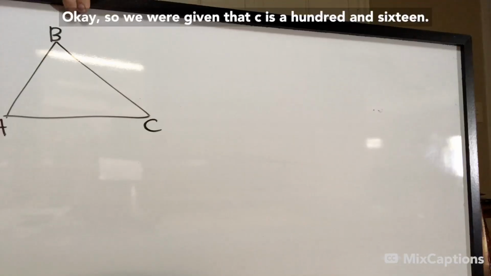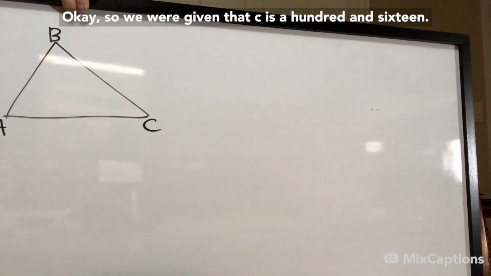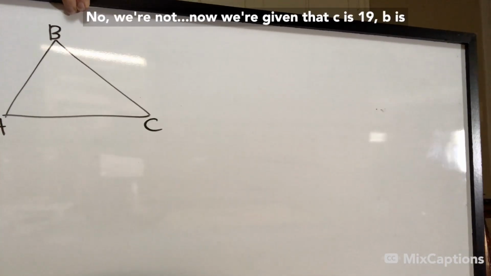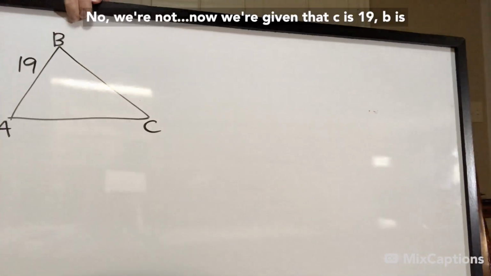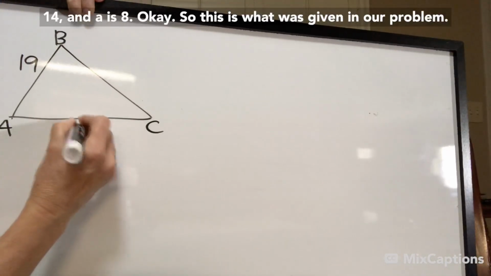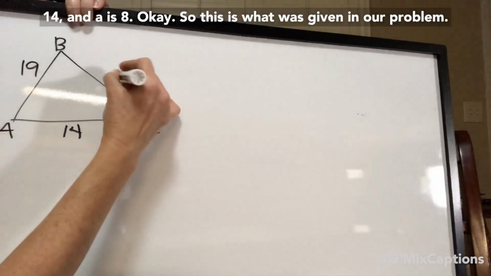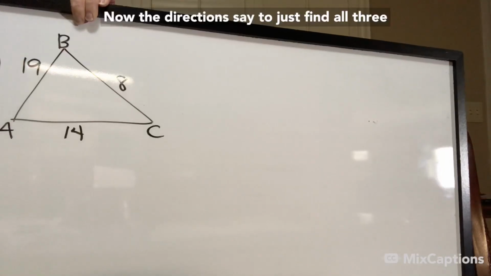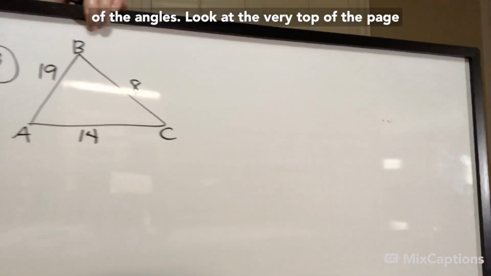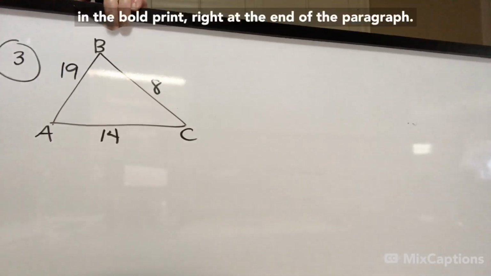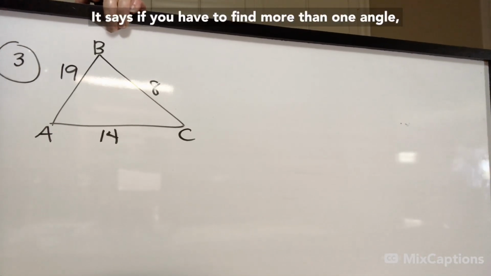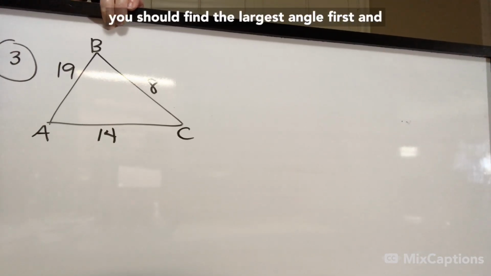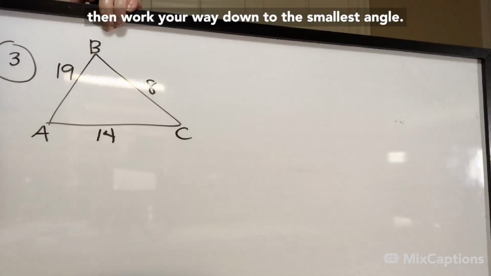Okay, so we were given that C is 116, no we're not. No, we're given that C is 19, B is 14, and A is 8. Okay, so this is what was given in our problem. Now the directions say to just find all 3 of the angles. Look at the very top of the page in the bold print right at the end of the paragraph. It says if you have to find more than one angle, you should find the largest angle first and then work your way down to the smallest angle.